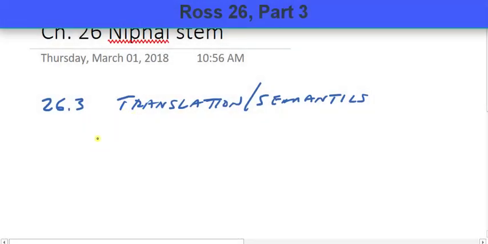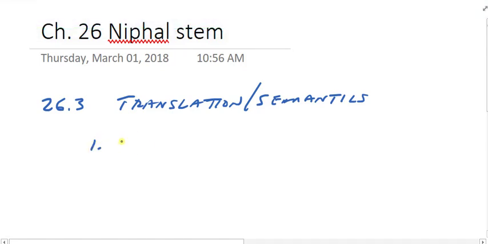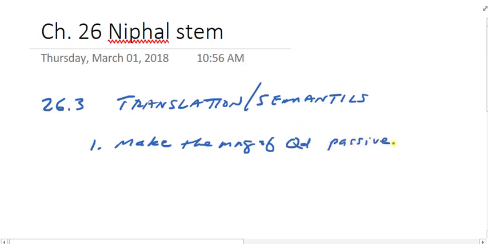So let me just say this, okay? The most frequent, so this is why I'm going to number it number 1, the most frequent way or meaning of using a verb in the nifal stem is to make the meaning of the qal passive, okay? If a verb has a meaning in the qal that's active and transitive, that is to say, if I can take a direct object with it, then I could see it used in the nifal with passive semantics.